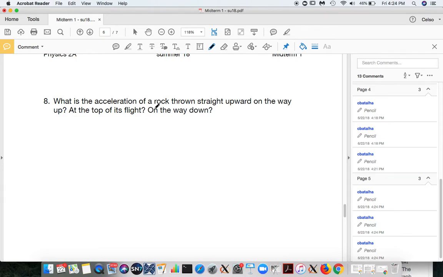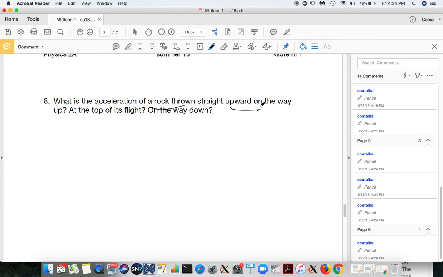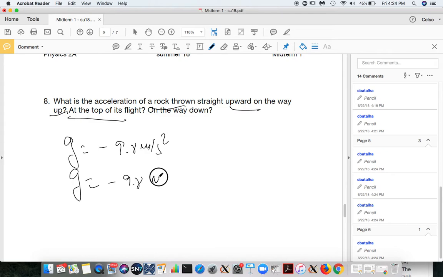What is the acceleration of a rock thrown straight upward on the way up? G, negative 9.8 meters per square second. At the top of the flight, G, negative 9.8 meters per square second. On the way down is the same, negative 9.8 meters per square second.